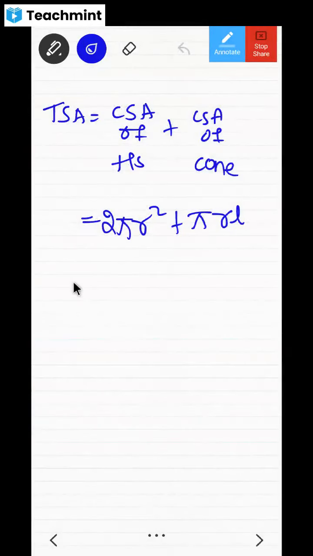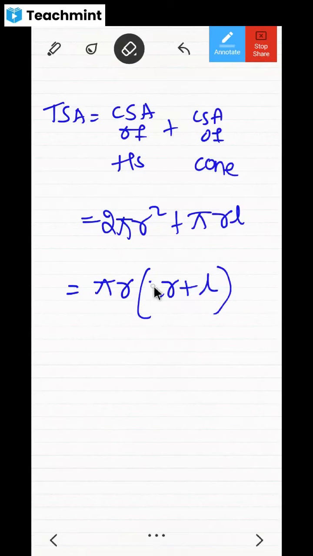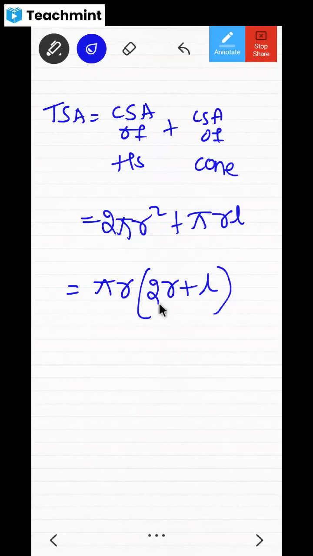Okay, so right now you try to put it in a simpler form. Here pi is common, so I'm going to take pi common, and r is also common, so I'm going to take r common. So inside what comes? 2r comes, 2 into r, plus here pi r is there, then L comes. Is it understood, whatever I have written? Yes, sir. You have to bring it to the simplest form, then only things become easy for you.